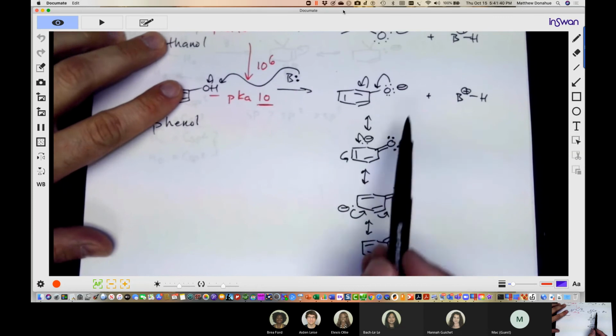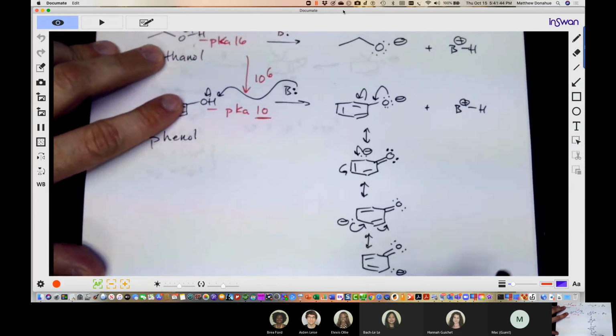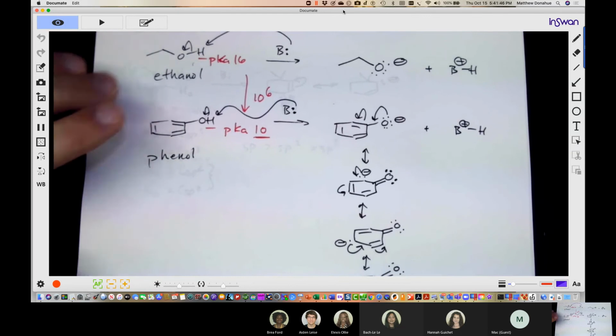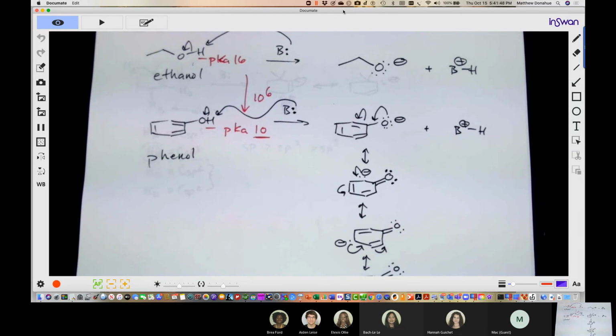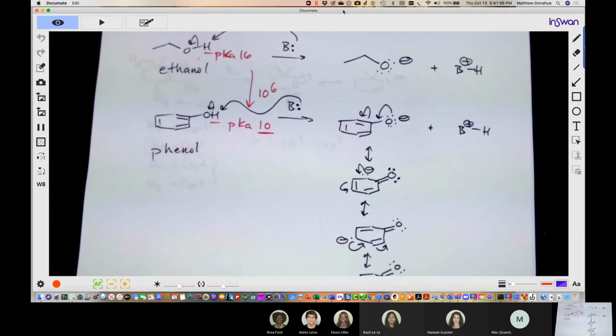So the more you can delocalize that negative charge, the more stable this is. So when you're talking about acidity, you have to consider a lot of things. So resonance is one of the primary reasons why phenol is more acidic than ethanol.